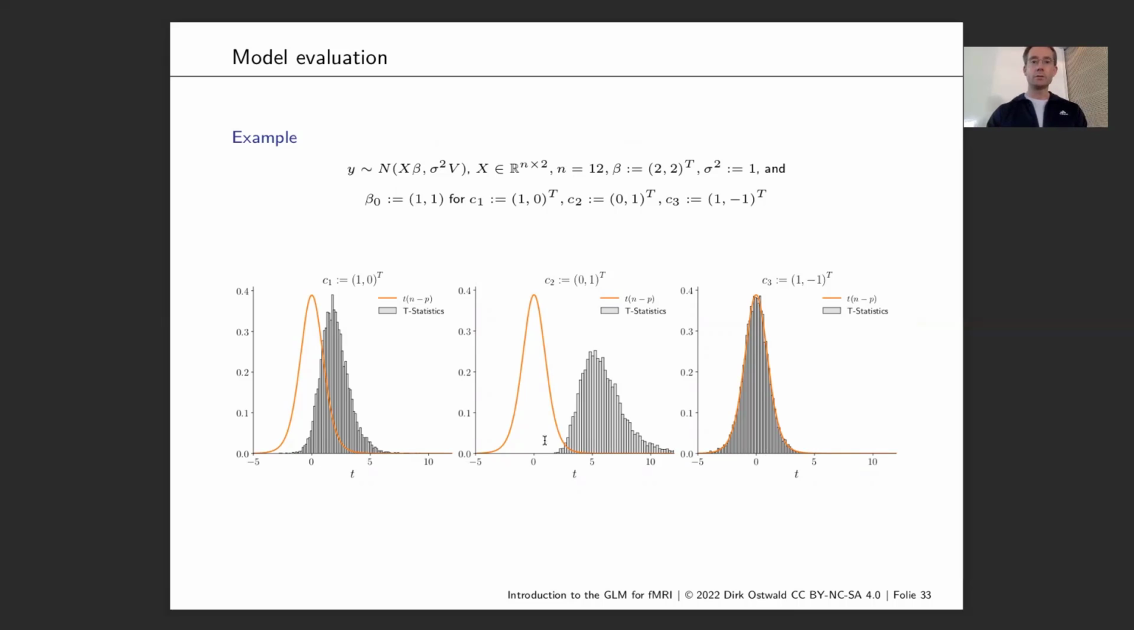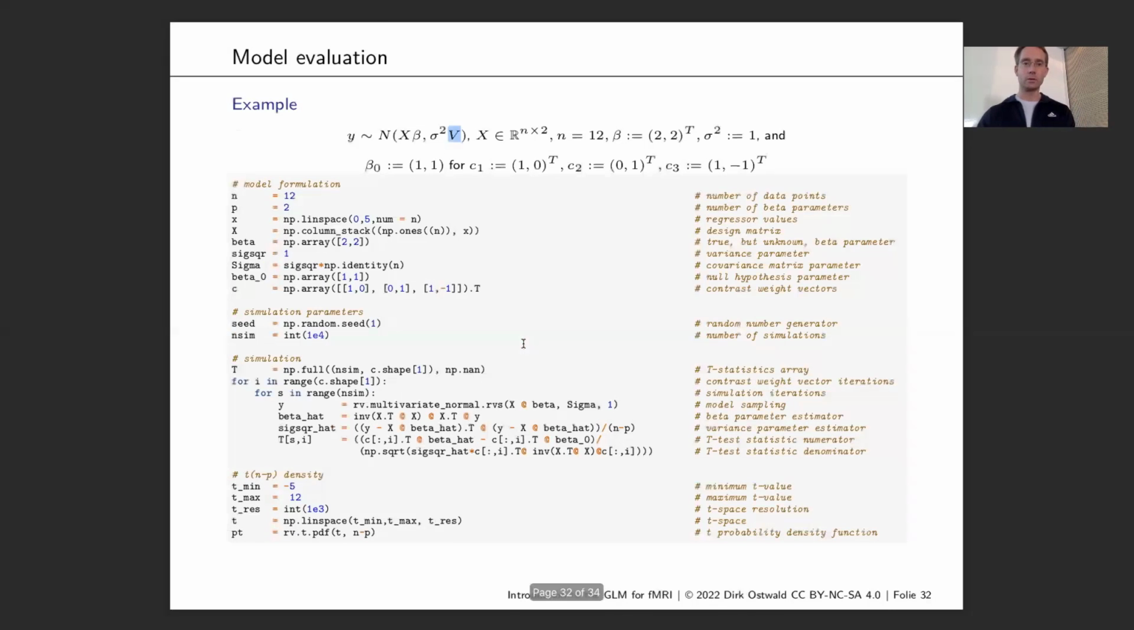Now, here you also see two cases where the distribution of the t statistics that are simulated is not the same as this null distribution. So let's have a look at what's actually happening here. The true but unknown parameter value is 2, 2. The beta 0 vector is the null hypothesis parameter.